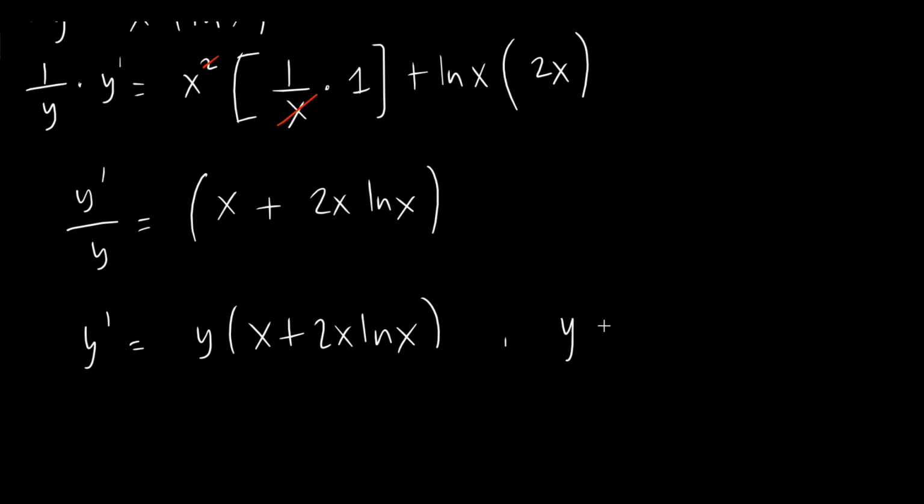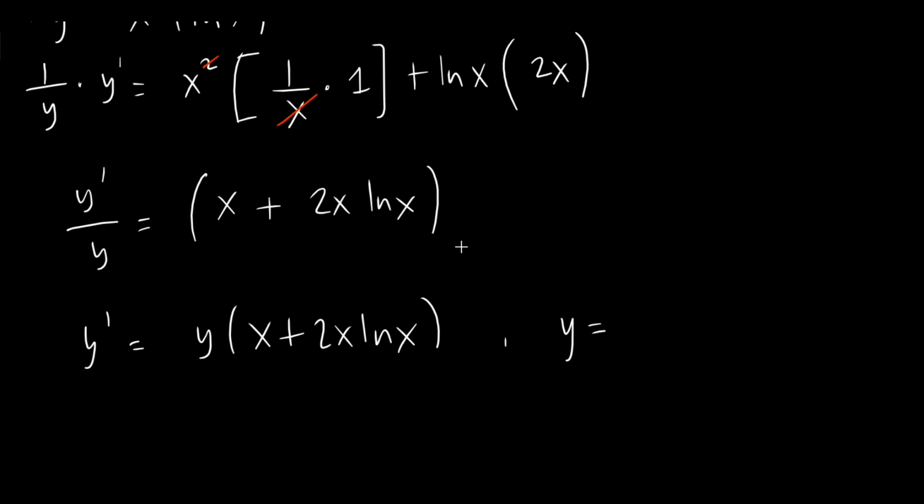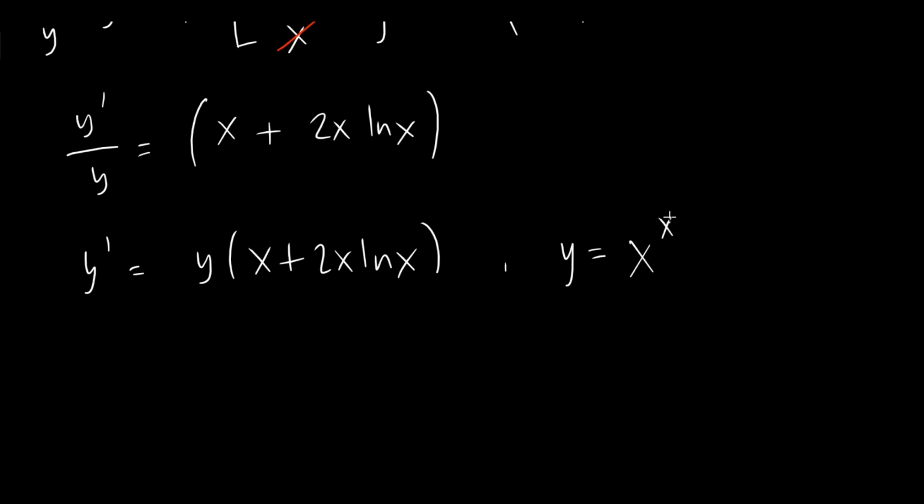Take note that the value of y in the example is equal to x raised to the power of x squared. So we have y prime is equal to, just substitute, x raised to the power of x squared times, we will factor x, 1 plus 2 ln of x.